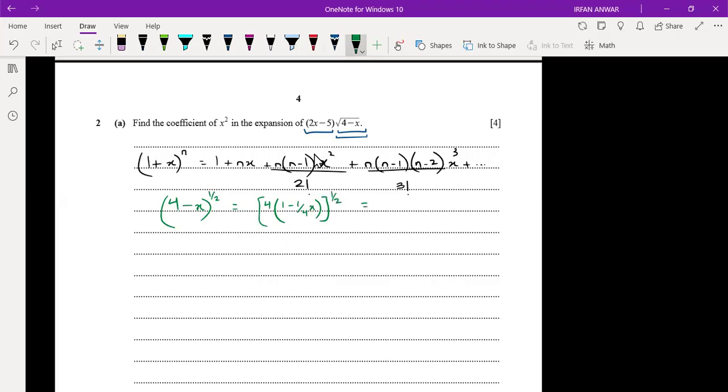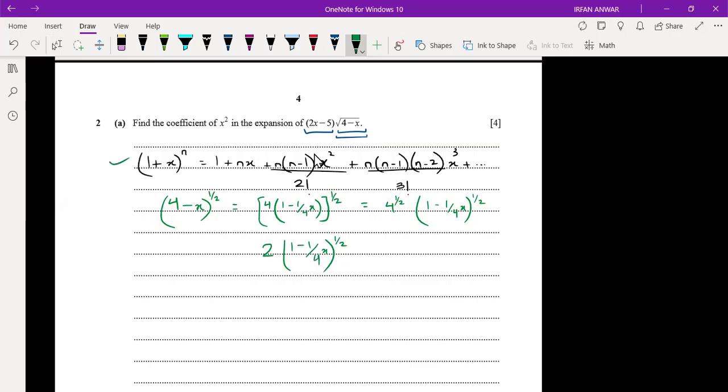Now, since the powers are shared between the two terms, 4 and 1 minus x upon 4, we can distribute the powers by the indices rule. So this becomes 4 to the power half, which is just 2, times 1 minus 1 upon 4 x raised to the power half.